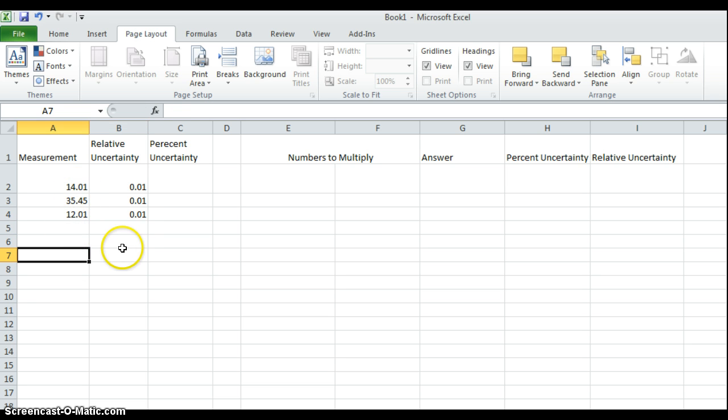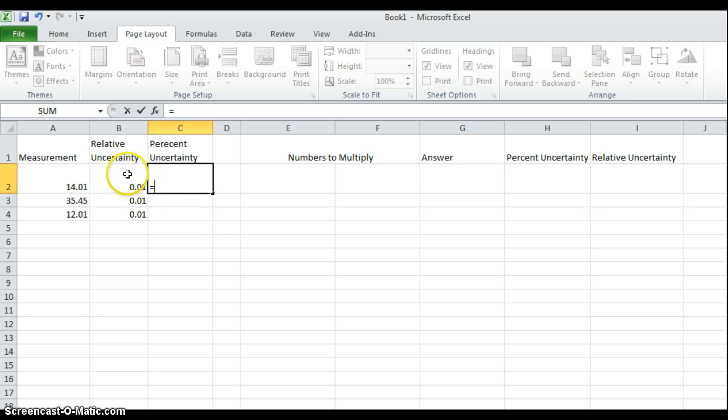Now, let's say these are measurements in the lab, and I'd like to multiply or divide them. The very first thing I have to do before I multiply or divide them is find their percent uncertainty. I can't just multiply or divide relative uncertainty. So to find those, I'm going to create a formula that finds my percent. To create a formula in Excel, you hit an equal sign. That indicates to the program that you're getting ready to make it do some math for you.